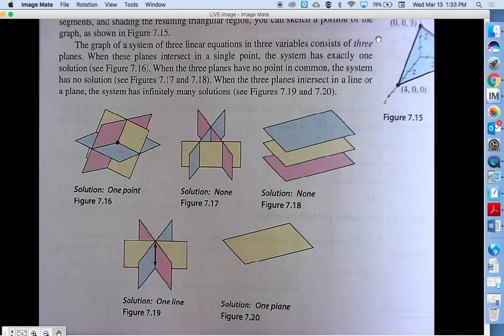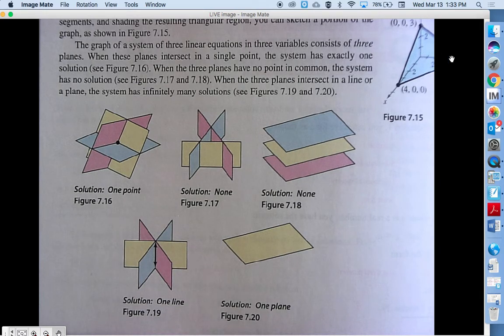The other options we'll see why they would happen. But down on the bottom, it says the solution would be one whole line. And that happens when we could have infinite solutions, because every point on that line would work.